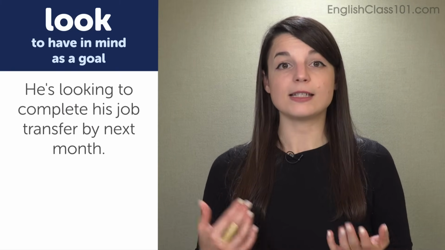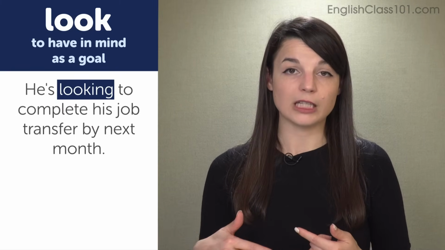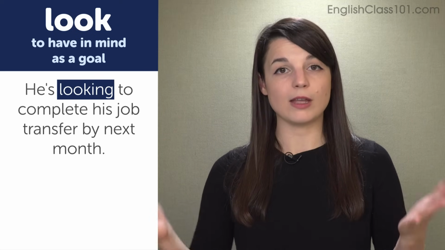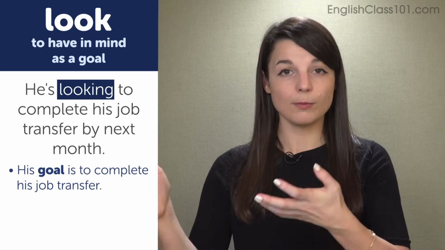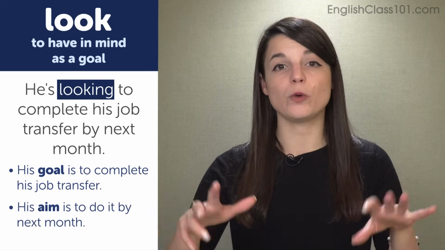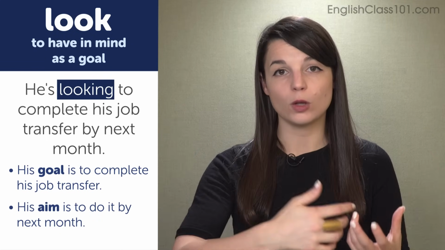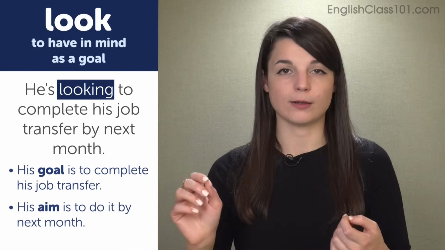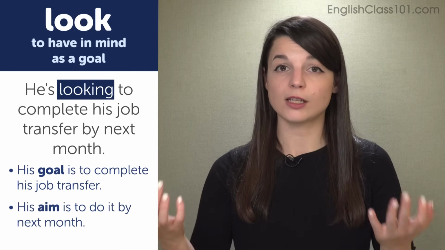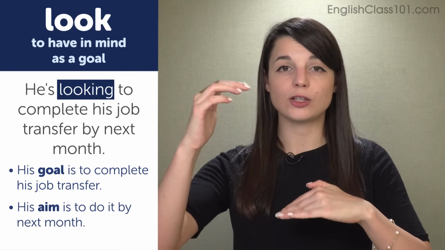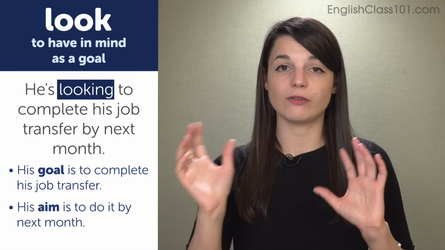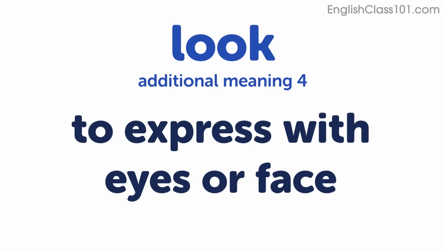In the second sentence, he's looking to complete his job transfer by next month. We see the same thing. His goal is to complete his job transfer, and his aim is to do it by next month. So he is currently working towards his goal. He's looking to complete something. We use it in the progressive tense to show he is currently trying to achieve this goal, to achieve this outcome. The next meaning is to express with your eyes or with your face.